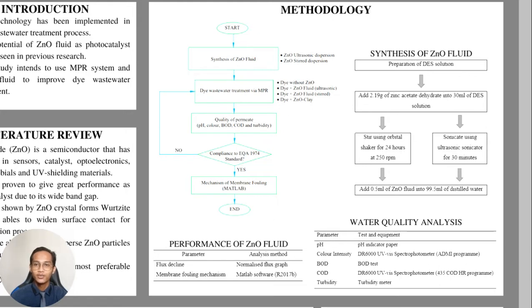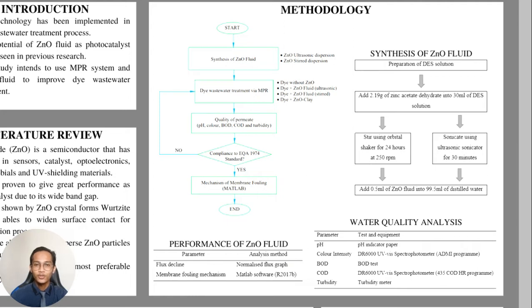The first batch was stirred for 24 hours using orbital shaker at 250 rpm, whereas the second batch was sonicated for 30 minutes using ultrasonic sonicator to maximize the production of ZnO. To be used in MPR system, 0.5 ml of ZnO fluid was added into 99.5 ml of distilled water to obtain 0.5 weight% of ZnO fluid.